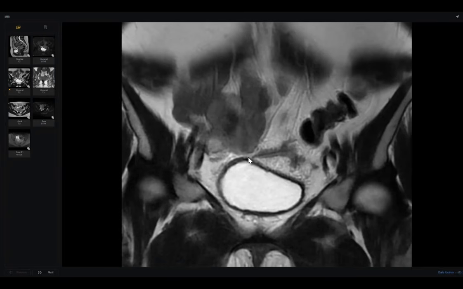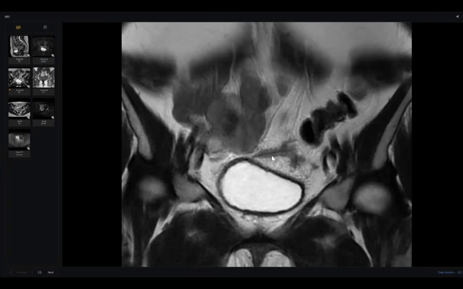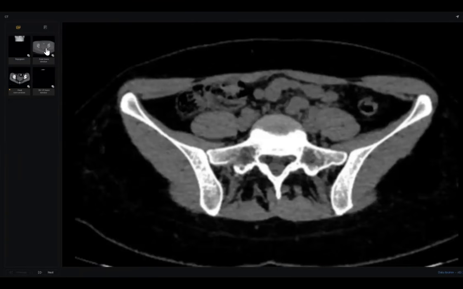What is this? I think these are the bowel loops. What is this linear shadow, or linear dark signal? Is this a strictured segment of the bowel loop, sir? I'm just suspicious if there is some stricture.